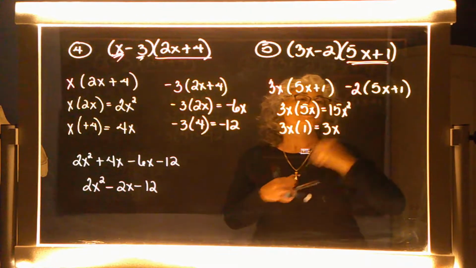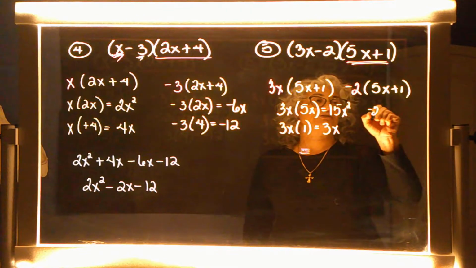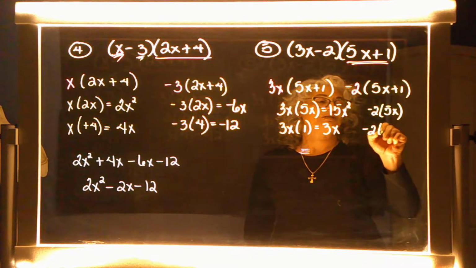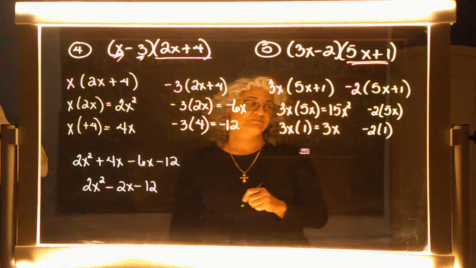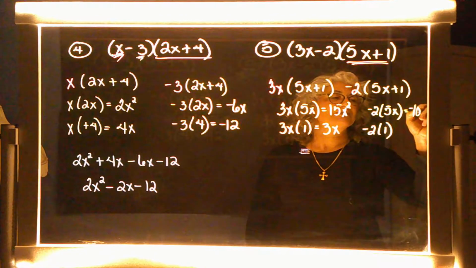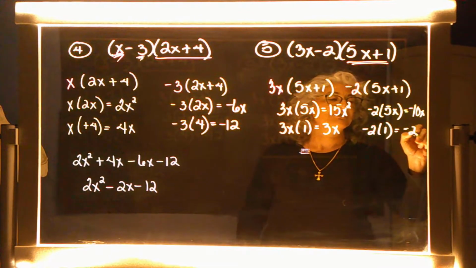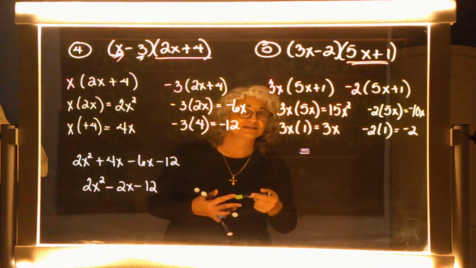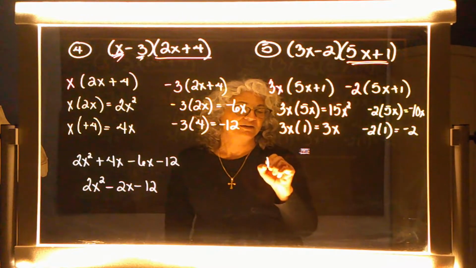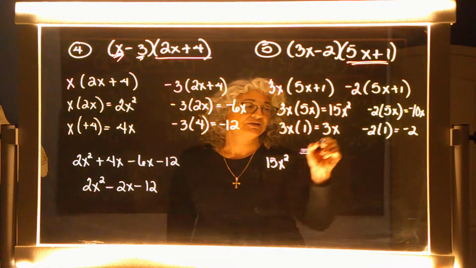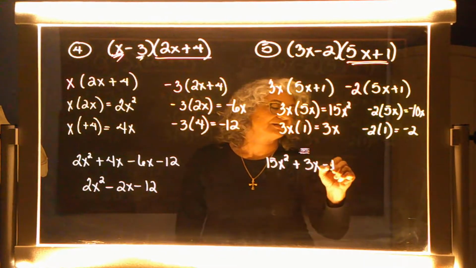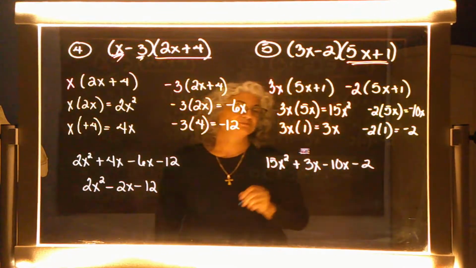All right, this second distribution, I'm going to have to take this minus 2 and distribute to the 5x, and this minus 2 to the positive 1, right? So I'm running a little bit out of board space, but hopefully you can see this is a negative 10x, and this is a minus 2. Yes? Good. Again, 4 terms. We have the 15x squared, we have the positive 3x, we have the minus 10x, and then the minus 2.